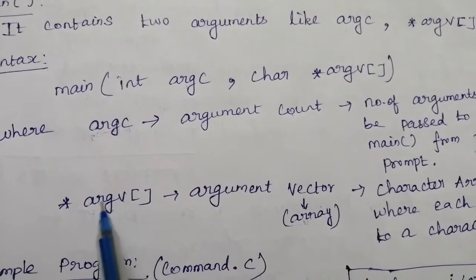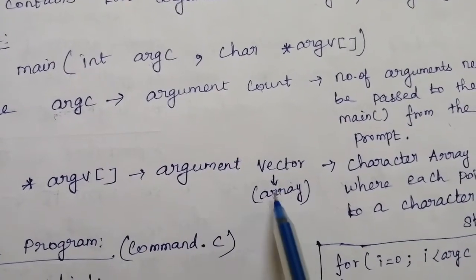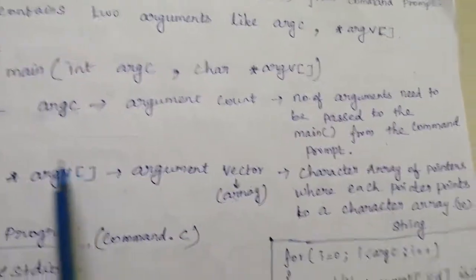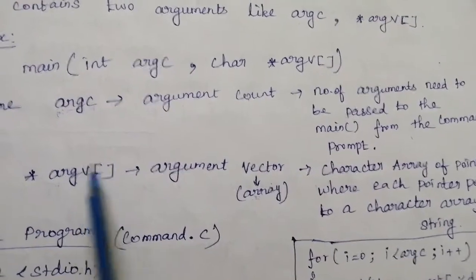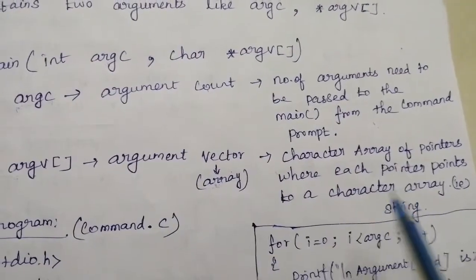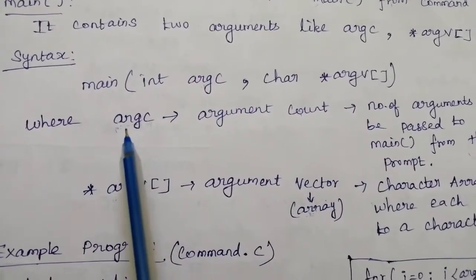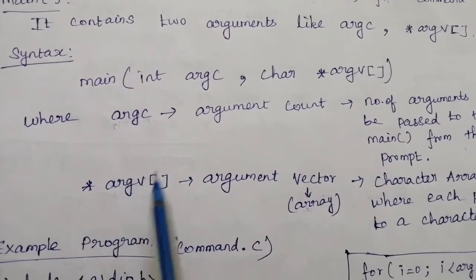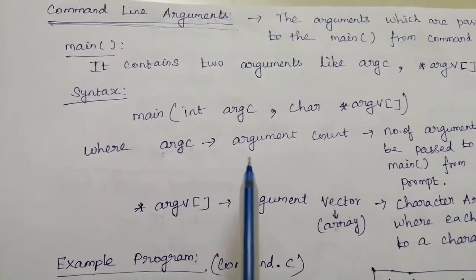Next, asterisk argv array operator. Argv stands for argument vector. Vector is otherwise known as an array, an argument array. It simply holds the list of arguments. It is a character array of pointers where each pointer points to a character array, which is simply a string. So argc tells how many arguments there are, and argv array operator holds the list of arguments, simply the argument names. So this is about command line arguments.